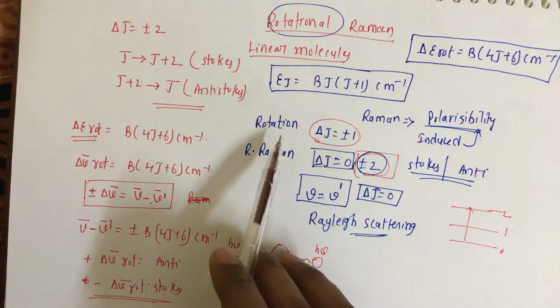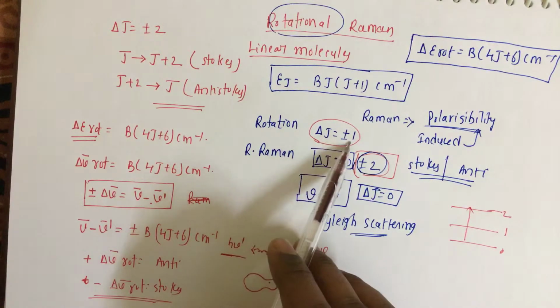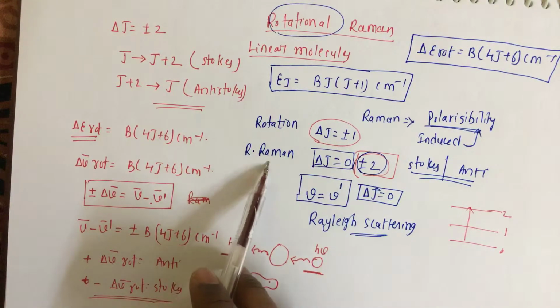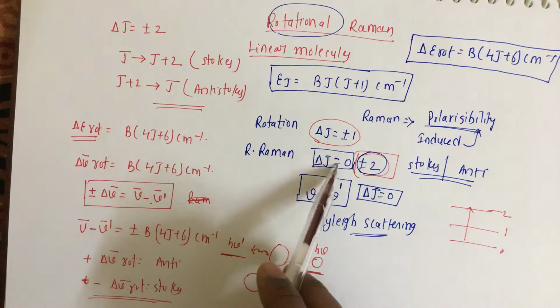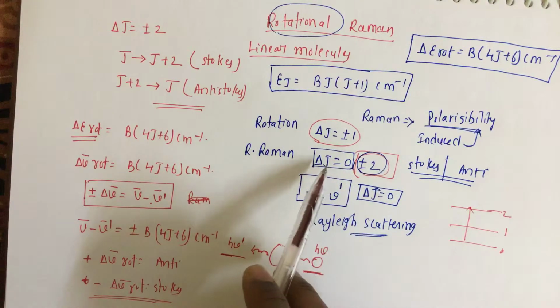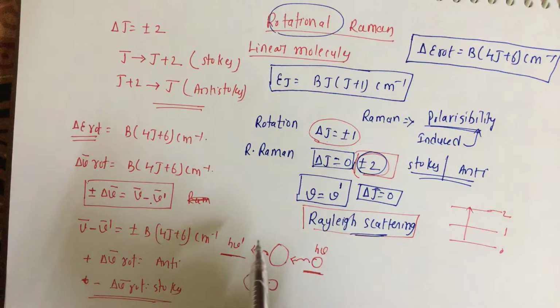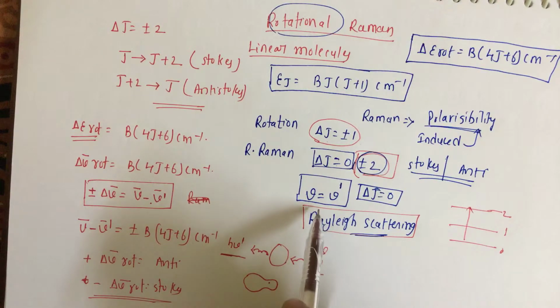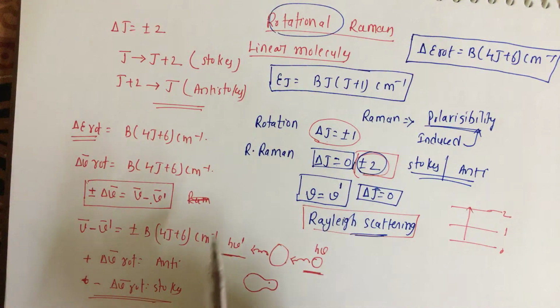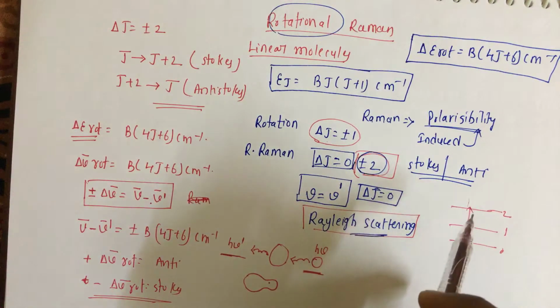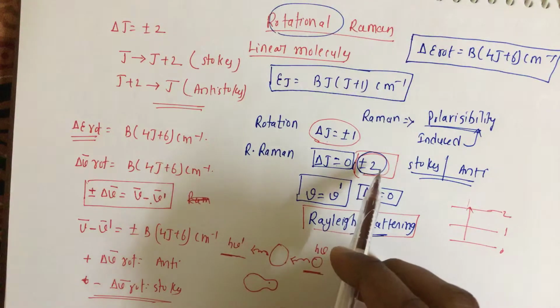In case of rotation, we have the selection rule delta J equals plus or minus 1, but in rotational Raman spectra we have the selection rule delta J equals 0 and plus or minus 2. Delta J equals 0 is applicable for Rayleigh scattering. In that case the incident radiation and scattered radiation are both the same. And for Stokes and anti-Stokes lines, the selection rule is plus or minus 2.